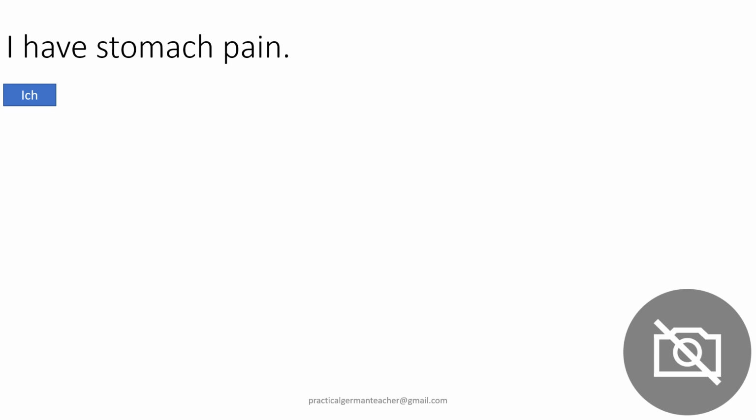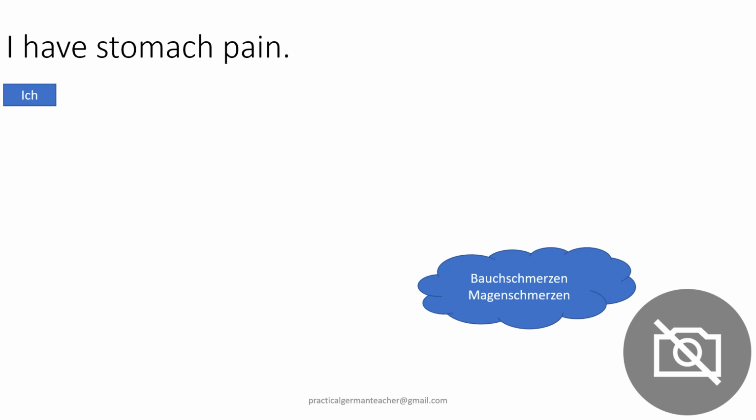So one easy way to say that is, here the word for stomach pain is Bauchschmerzen or Magenschmerzen. There is a difference between Bauch and Magen. Please find that out. It's a very subtle difference, but you should know that. The verb that we will use is haben, so ich.